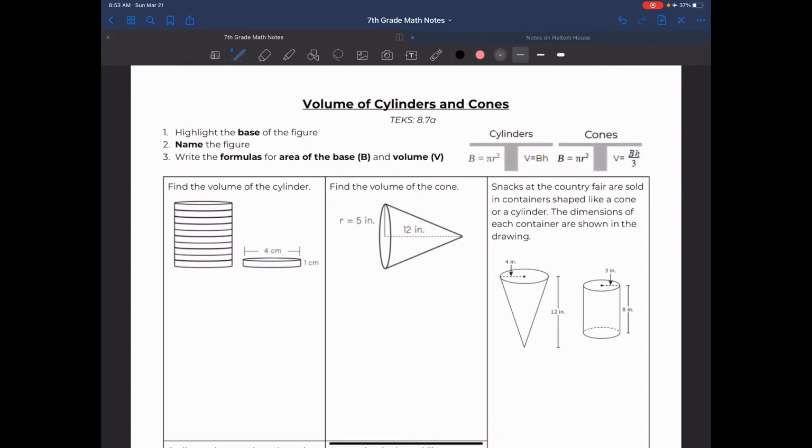We're going to go through the same steps that we have been going through when it comes to volume. We're going to highlight the base of our figure, we're going to name the figure, and then write the formulas for area of the base and the volume. Over here we have our formulas. And a cylinder, guys, a cylinder is just a circular, so I'm going to write circle, prism. So we're going to find the area of our base, which is always going to be a circle, pi r squared, and then we're going to multiply it times our height, and that's it.